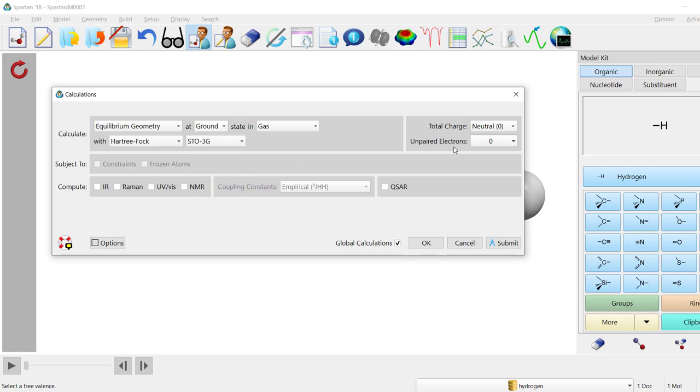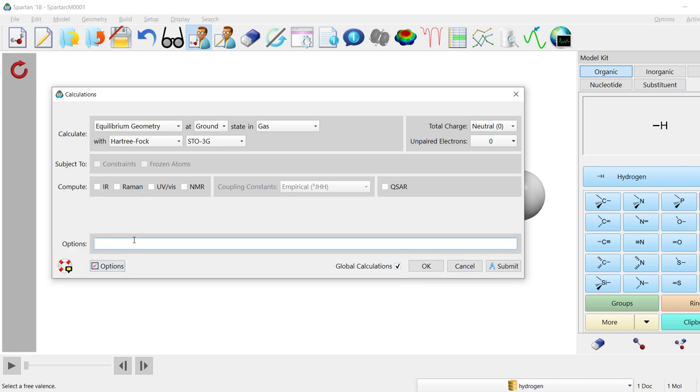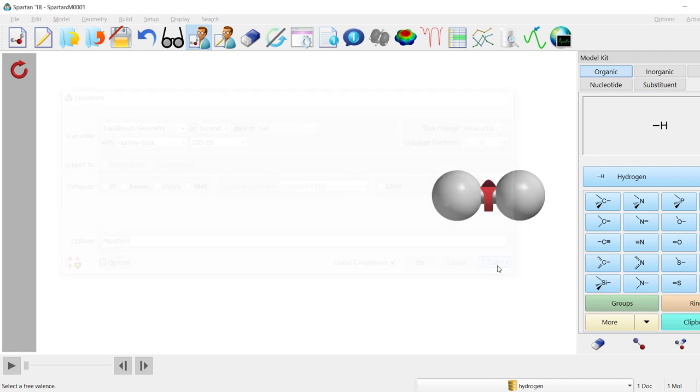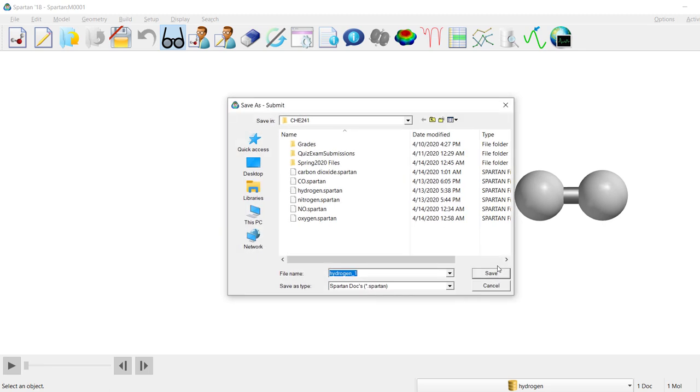And the last thing I'm going to do is make sure I remember this is neutral. There are no unpaired electrons, and I don't care about the spectra right now like we did in 111. We used to do IR and Raman and all this kind of stuff. However, one thing I want is for it to print my molecular orbital energies in my output. So I have to manually go in and type that. And once I've checked it all out, I'm gonna hit submit. And we'll save it.